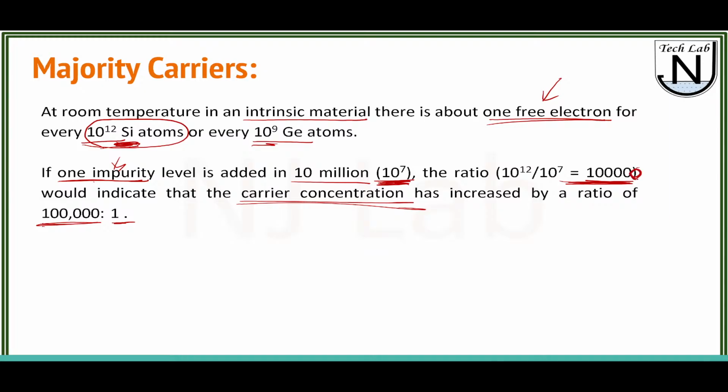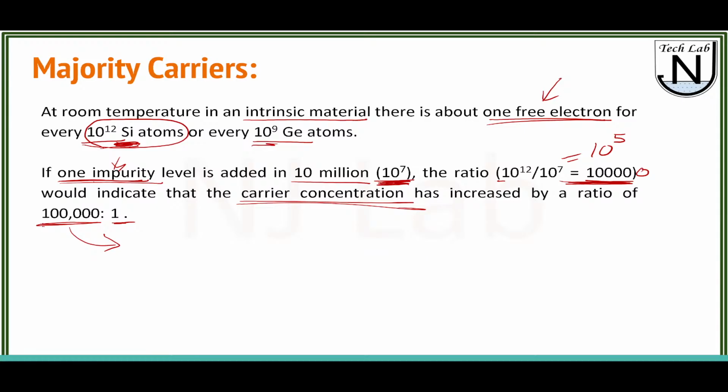It is not 10,000, it is 1 lakh, because it is 10 power 5. So you can imagine, just by adding one impurity we are able to have 1 lakh charge carriers, and these 1 lakh charge carriers will then contribute to the current.